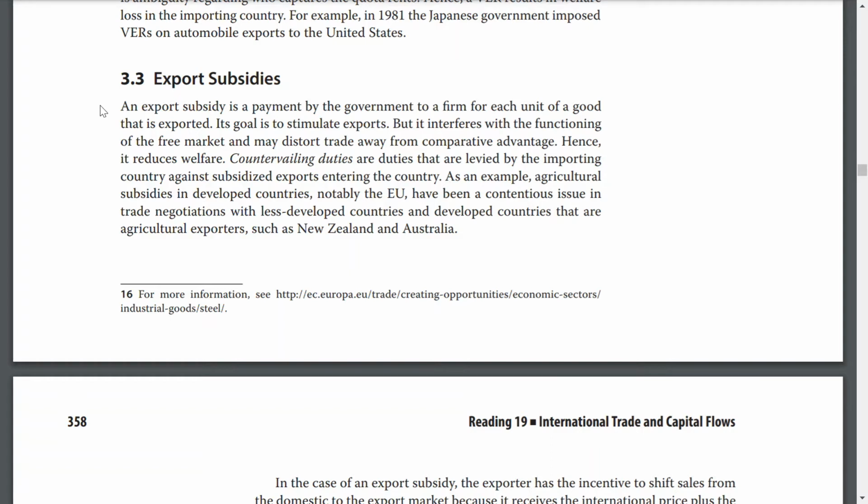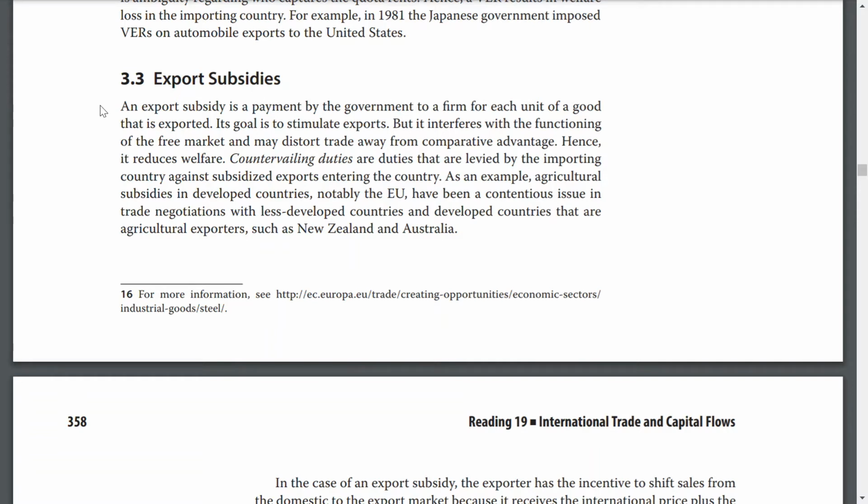Countervailing duties are duties that are levied by importing countries against subsidized exports entering the country. As an example, agricultural subsidies in developed countries, notably the EU, have been a continuous issue in trade negotiations with less developed countries and developed countries that are agricultural exporters, such as New Zealand and Australia.